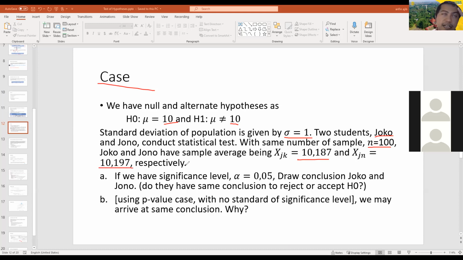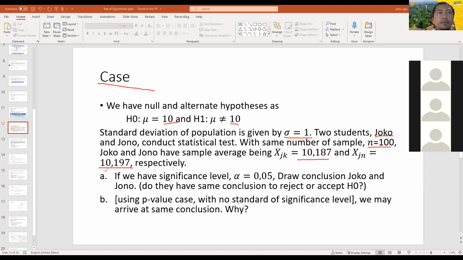Until this point, are there any questions about this case? Any questions? No? No questions for now. Okay, I hope it's clear.